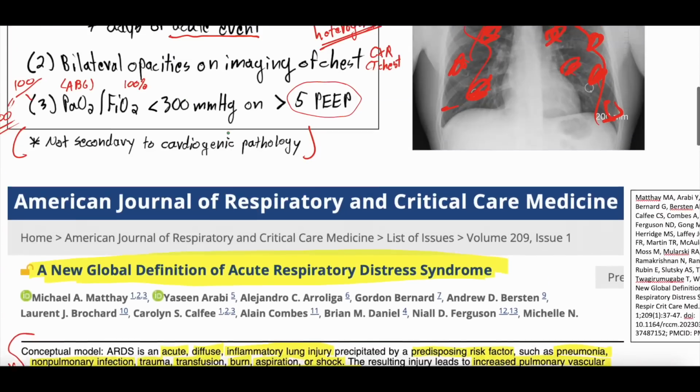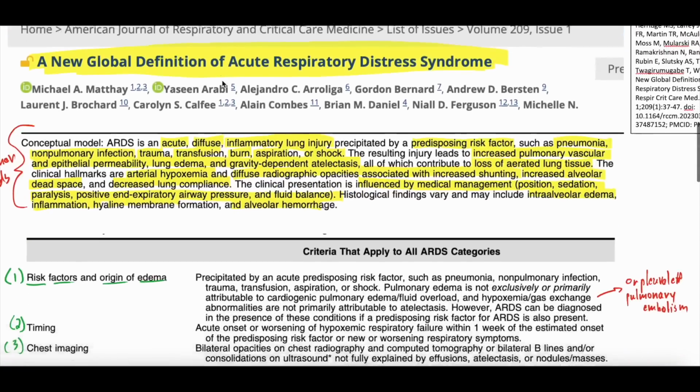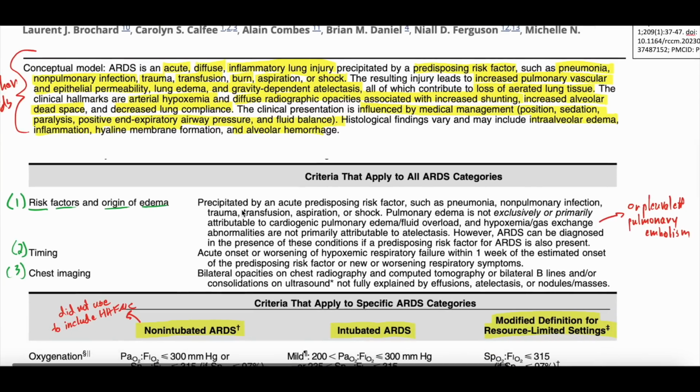If we go up to the Berlin criteria, risk factors, aka acute event or something that causes it. So they're saying it has to be precipitated by an acute predisposing risk factor. Like they said above, it could be pneumonia, it could be non-pulmonary infection, like trauma, transfusion, aspiration, shock.